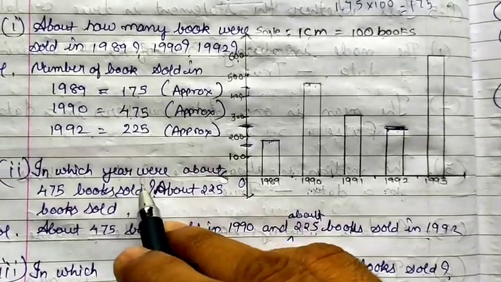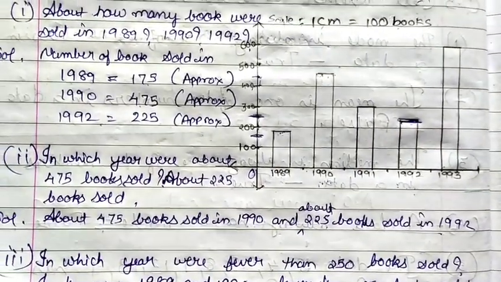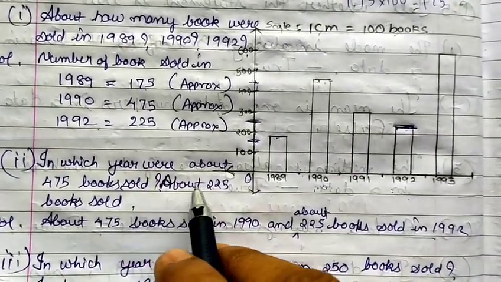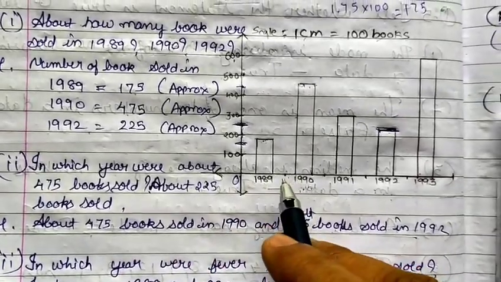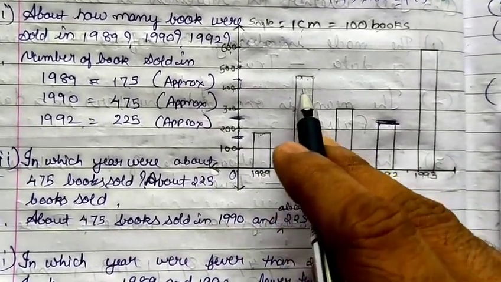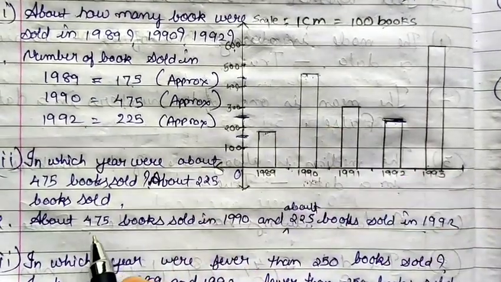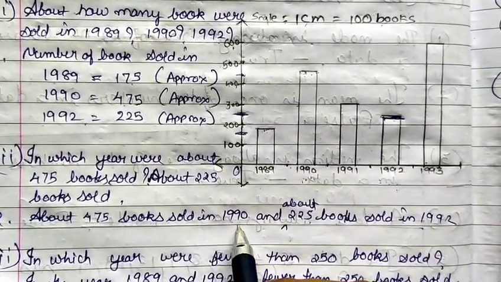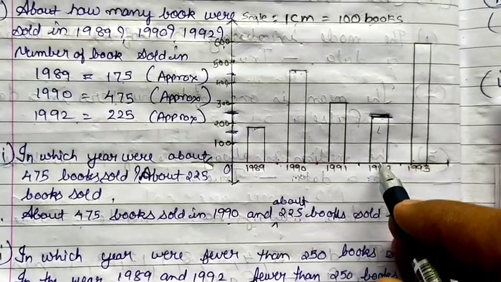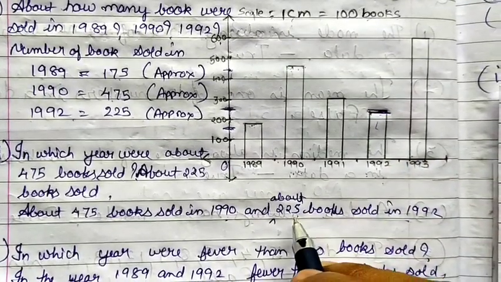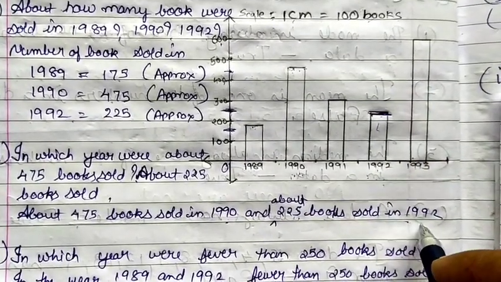Now, in which year were about 475 books sold and 225 books sold? Just now we found that in 1990, 475 books were sold. So write down about 475 books sold in 1990, and in 1992, 225 books were sold, that is about 225 books sold in 1992.